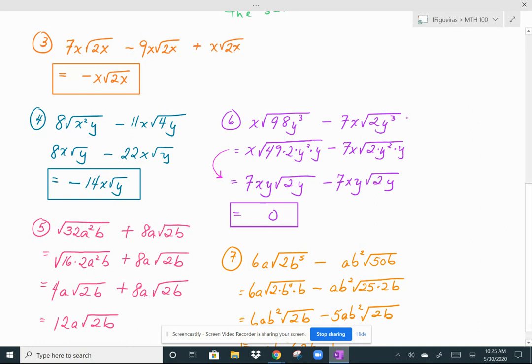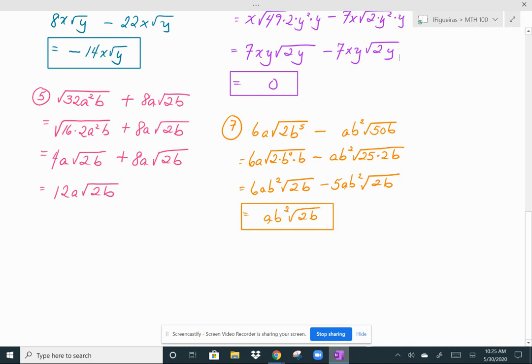And the second expression, all you can do is break down the y cubed into y squared times y. So the y comes out along with the 7x, so you get 7xy root 2y. Now notice that now you're subtracting two expressions that are exactly the same, so they basically cancel each other out, and your answer is just 0.